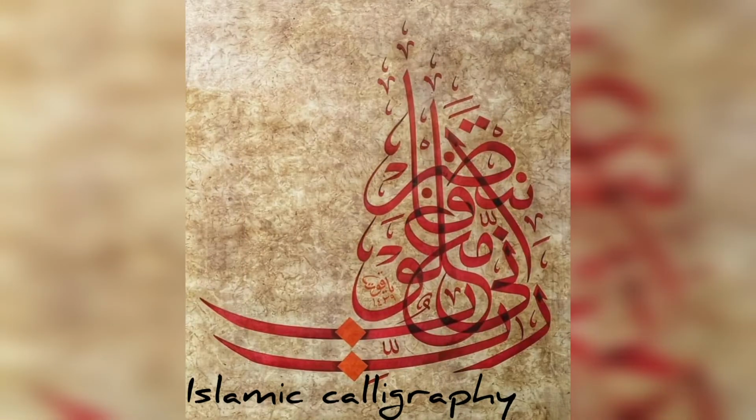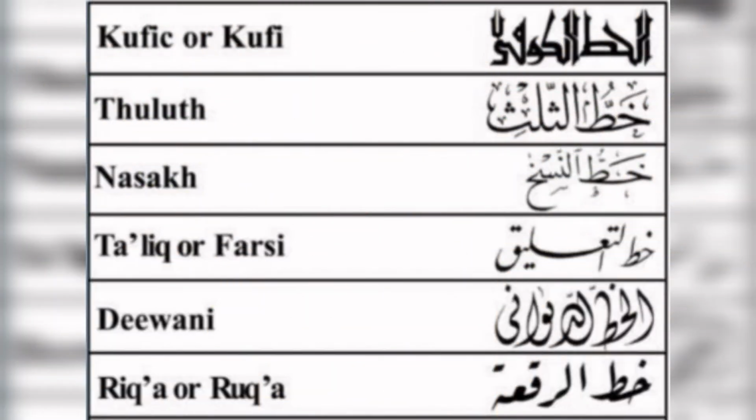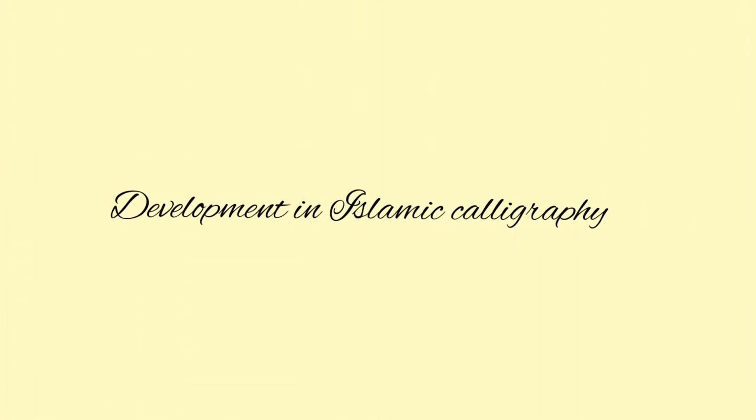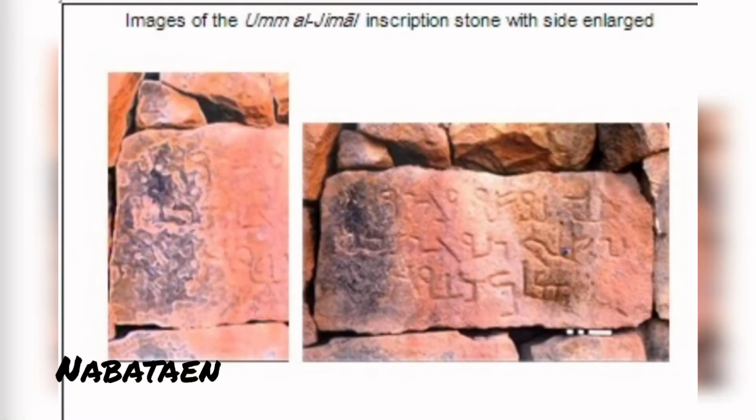The third and the most fundamental element in Islamic art is calligraphy. It is used in different languages like Arabic, Persian, Turkish, and Urdu. Over 100 scripts are available, but these are the main six scripts which are used widely. The oldest script used for writing is the Nabatean script, in which the letters are carved on stones.